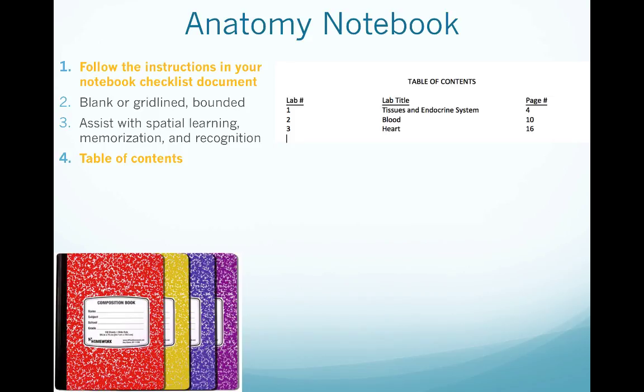Like any good book, one of the first things you need to have is a table of contents. When you open the cover, the first page should be your table of contents. At the top, write Table of Contents. Then make 3 columns titled Lab Number, Lab Name, and Page Number. You can see what a table of contents should look like in this example. Go ahead and pause the video here and set up your table of contents now.